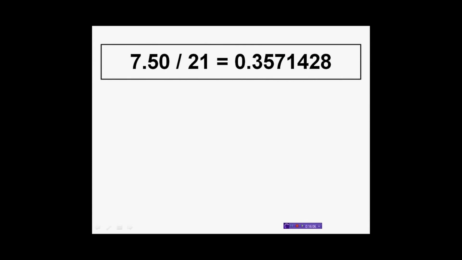Alright, in this problem, please forgive me if I already did this problem before. I had a little technical difficulty a second ago. Okay, here we have a division problem with 7.50. 7.50 has 3 significant figures. 21 has 2 significant figures. My final answer has a lot of significant figures.